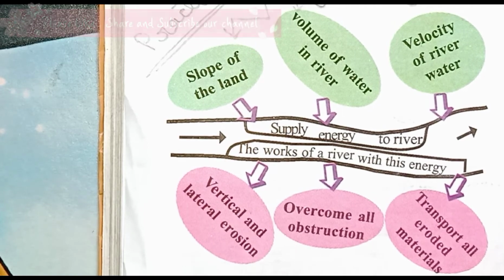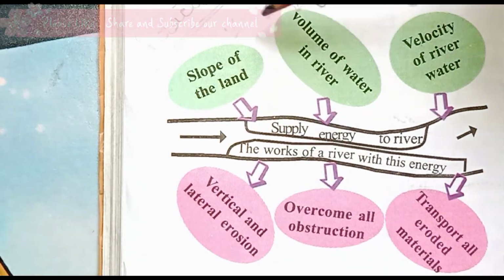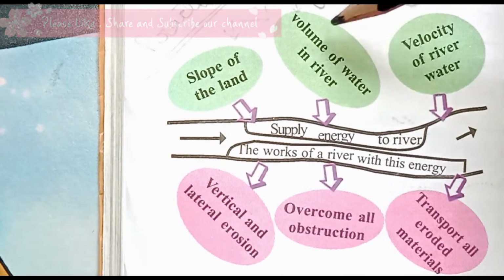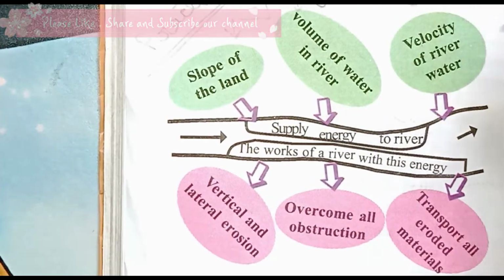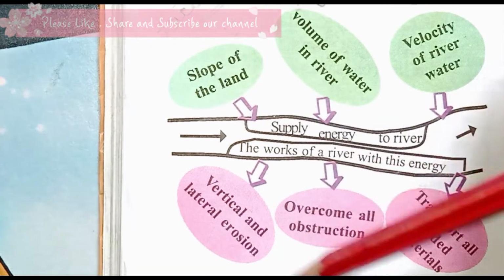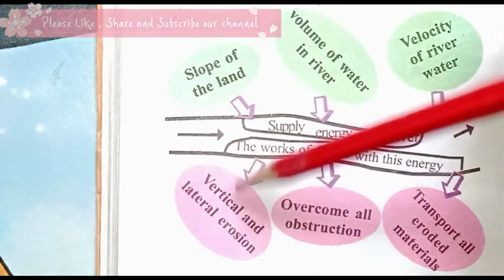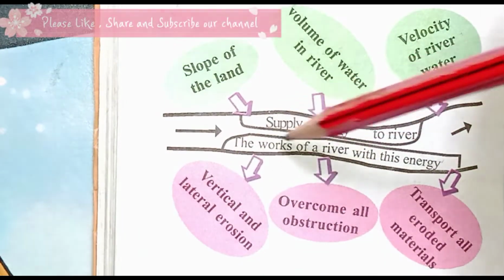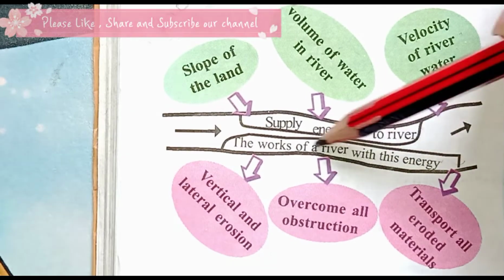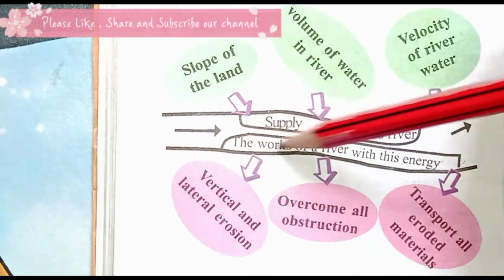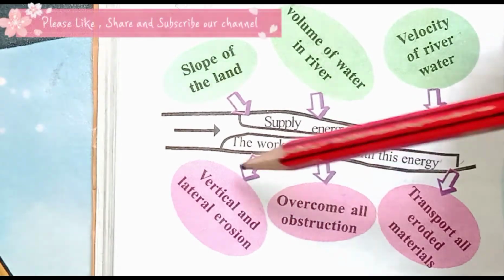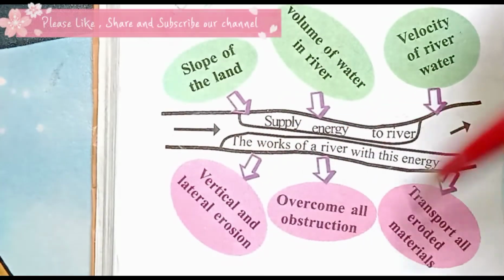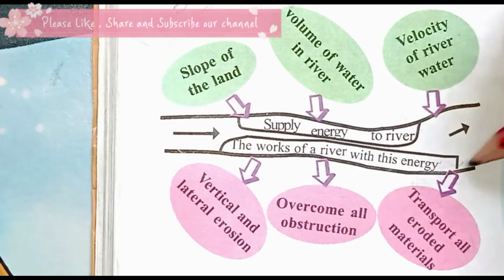See, here is the slope of the land, and the volume of water in the river, and the velocity of the river. Now this is the vertical and lateral erosion. This is the channel of the river. In this way the river, with this energy, overcomes all obstructions. There will be many obstructions and it overcomes them, and vertical and lateral erosion occurs in this part, and it transports all the eroded material as well.